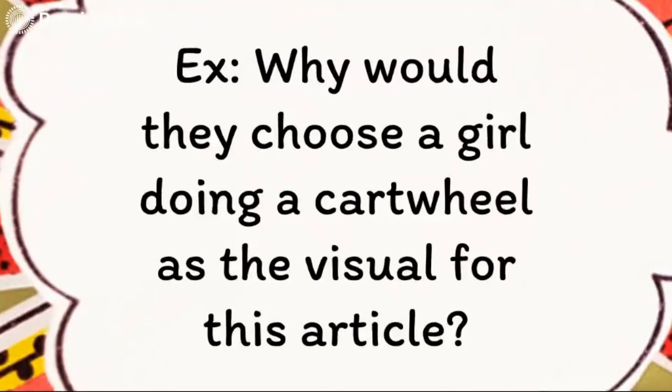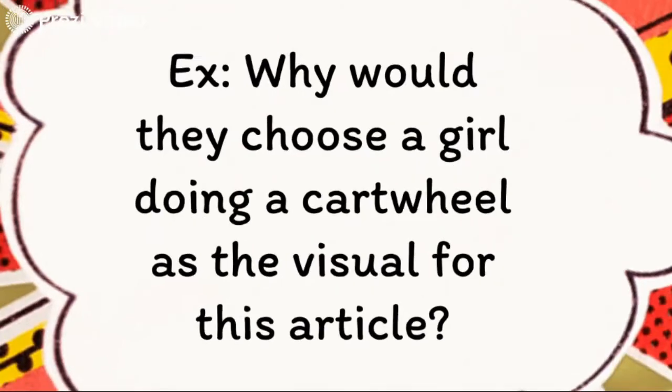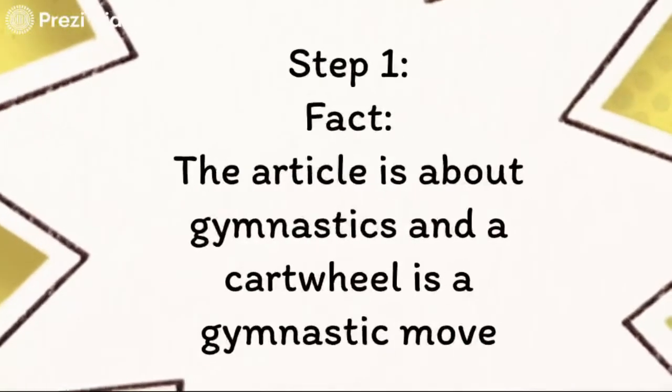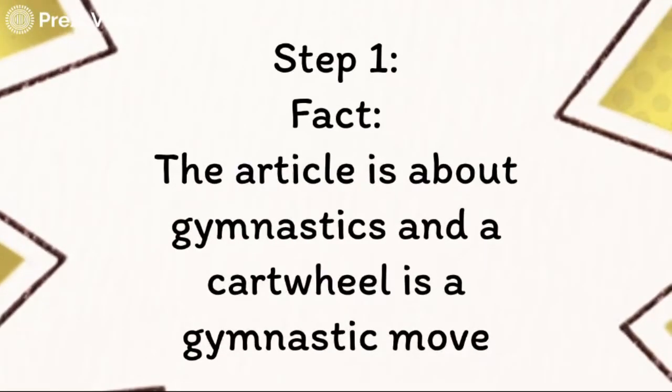Now, if we go back to that graphic organizer at the beginning, we're going to find 2 facts or details from the story. We're going to use some of our background knowledge, and then we're going to come up with a conclusion. So, fact number 1. The article is about gymnastics, and a cartwheel is a gymnastic move, which is correct. They could have shown someone doing a flip or doing the balance beam or something like that as well.